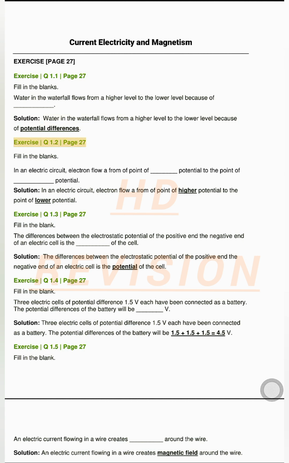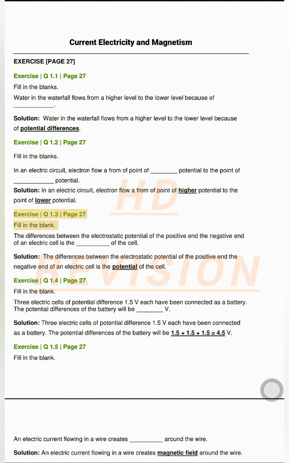Exercise Q1.2, page 27. Fill in the blanks. In an electric circuit, electron flow from a point of underscore potential to the point of underscore potential. Solution. In an electric circuit, electron flow from a point of higher potential to the point of lower potential.